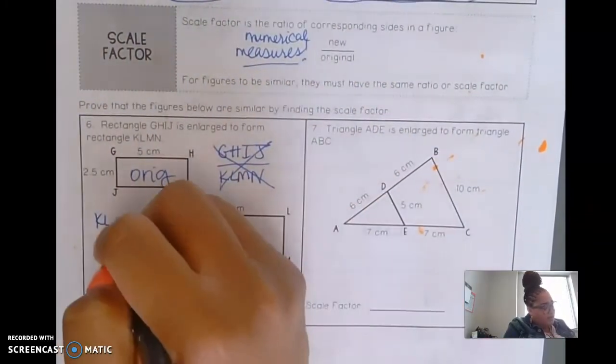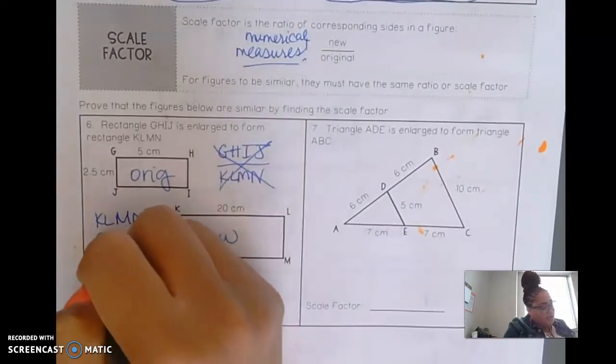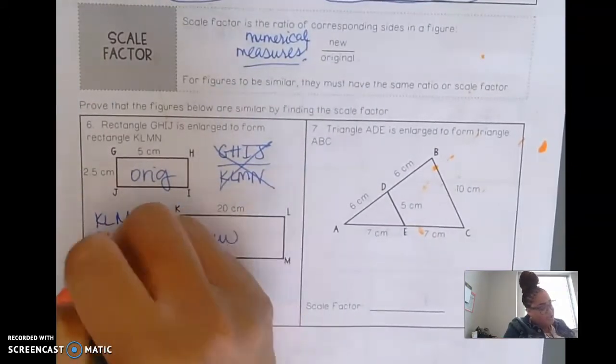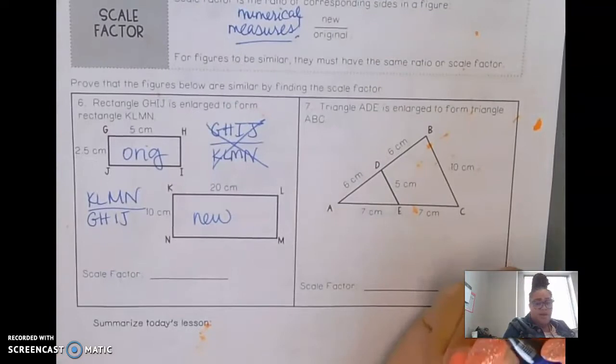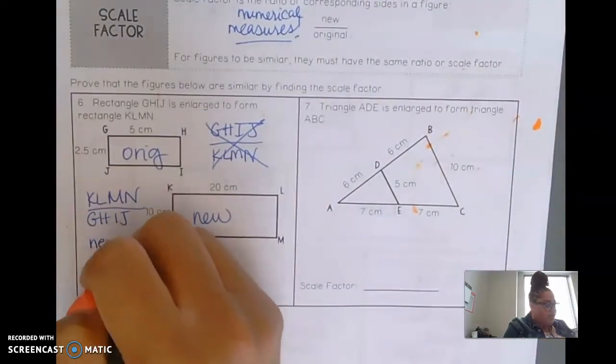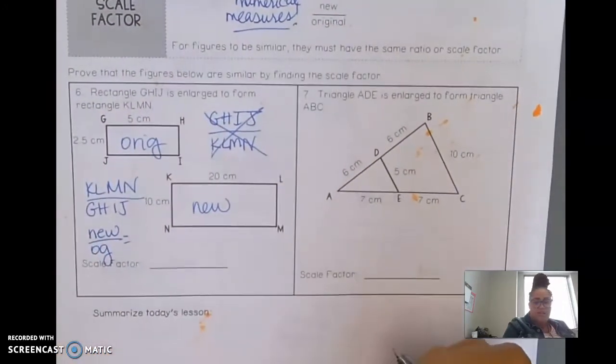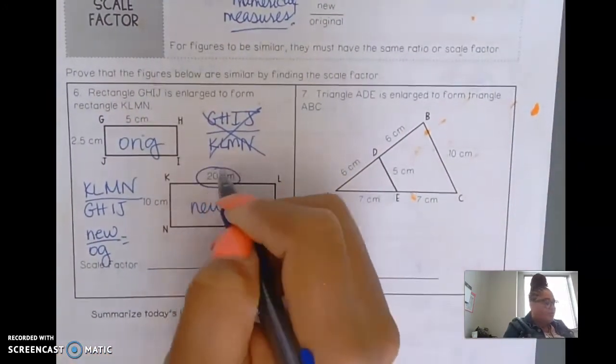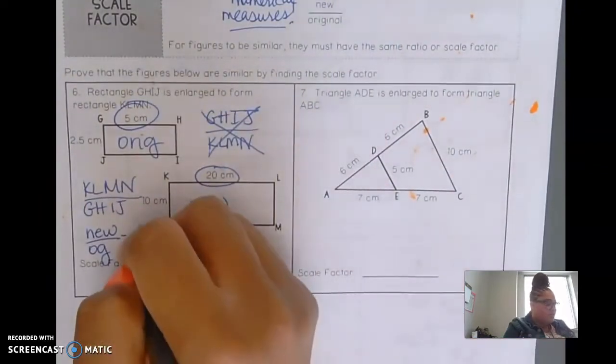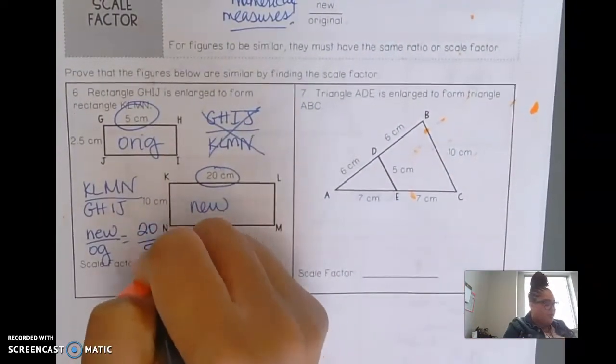So KLMN should go on top and GHIJ should go on the bottom. Okay? So then when I write my ratio, I must write the word new over original. Somebody said OG in class. So I'm going to take one new number and I'm going to write it over the original number. So that'll be 20 over 5.